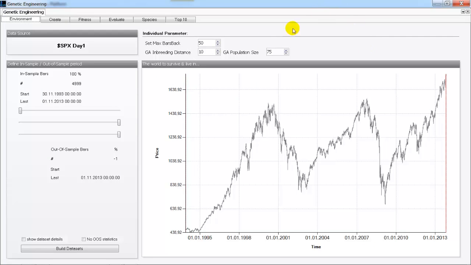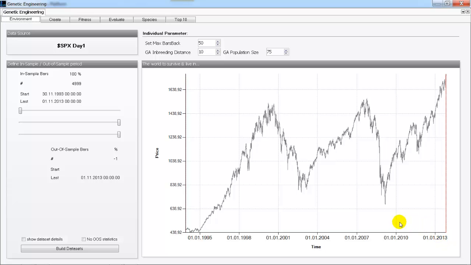The genetic engineering consists of several steps seen here above, which I will take you through during the next minutes. First of all, it's based on the data source from the chart where we have started the genetic engine. In our case, we have the S&P 500 daily chart. You can see here on the right, this is the world to survive in. This is the chart we opened, and you can apply it to any chart you have opened in the When to Trade platform here.